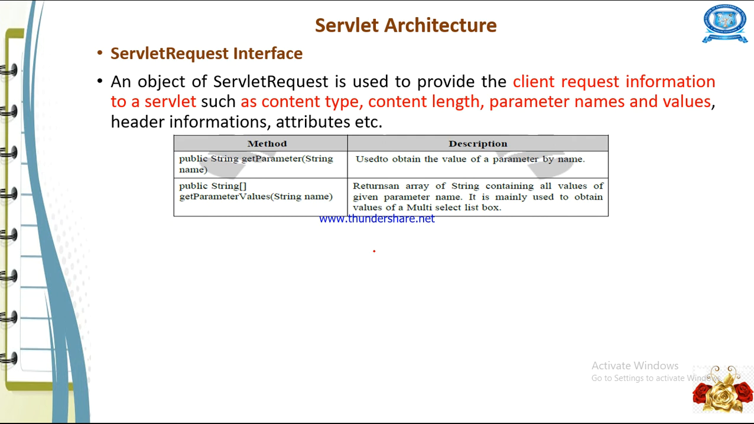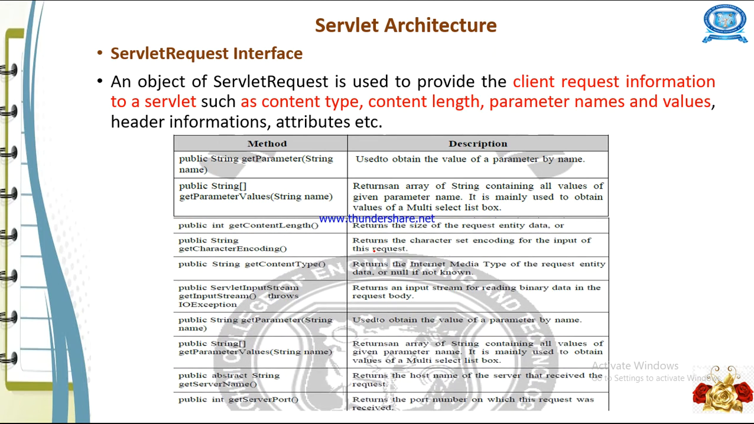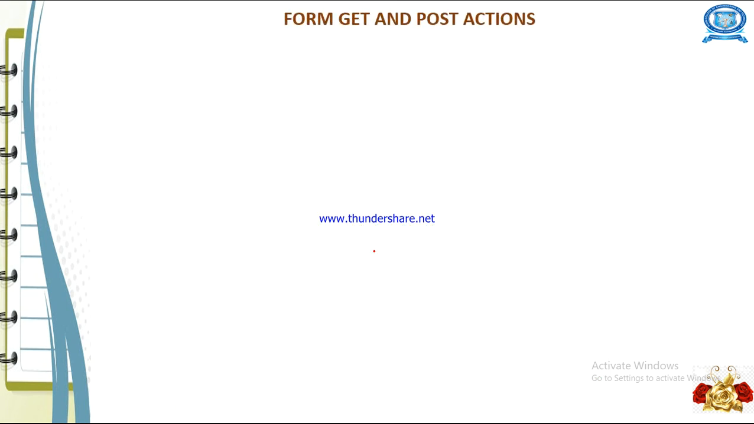So see some of the methods, public string getParameter, then parameter value. Some of the example methods have to see the sequence of the method function. Okay. So that's all about the architecture of Servlet. Next we are going to discuss form GET and POST actions.